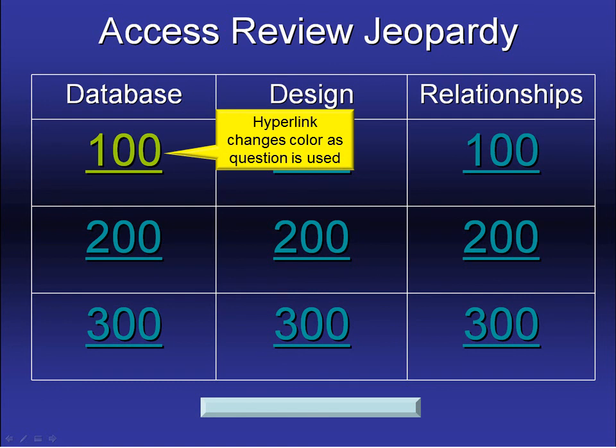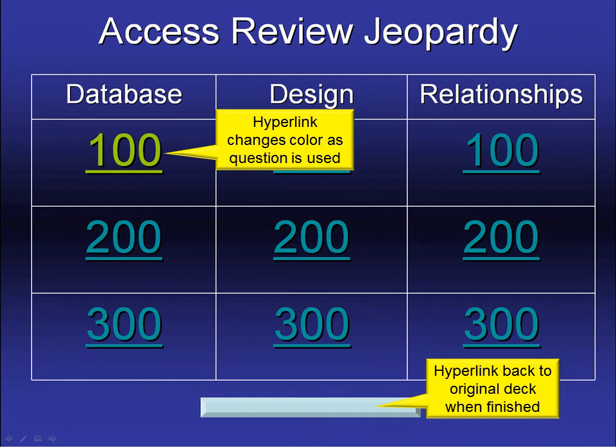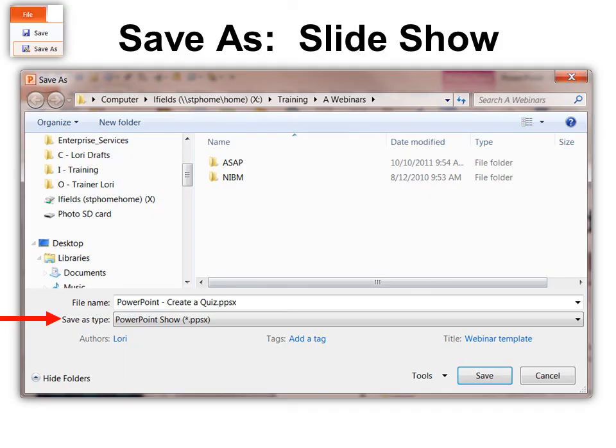So the next person, or whoever gets that one right, I let them select the next one, wherever we're going to next. And then at the very bottom is a hyperlink back to the original deck when finished. Now we're done with this deck, this slideshow, and it goes right back to my original presentation. So how do you save it as a slideshow? You just go to Save As, and then Save As Type, choose PowerPoint Show.